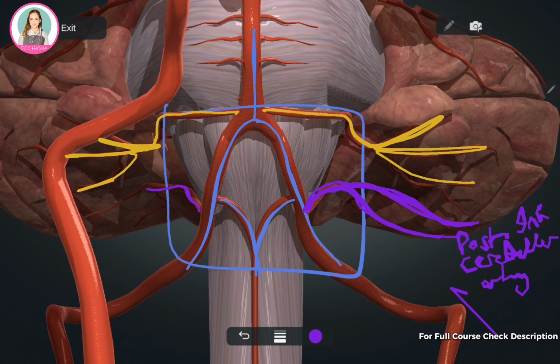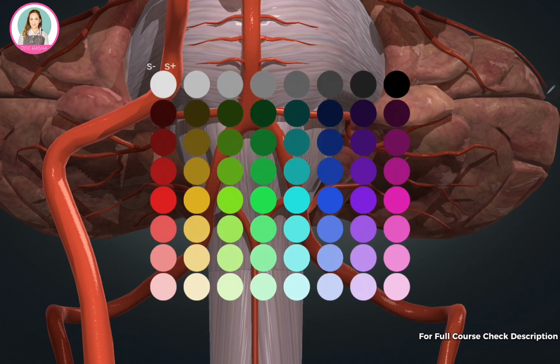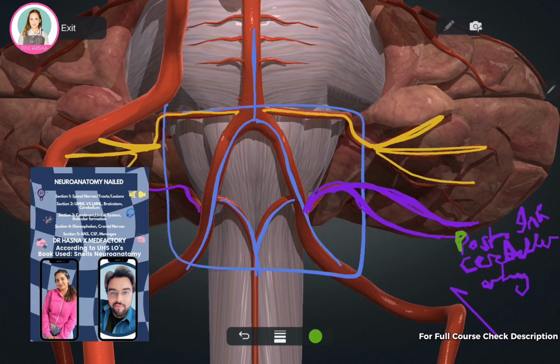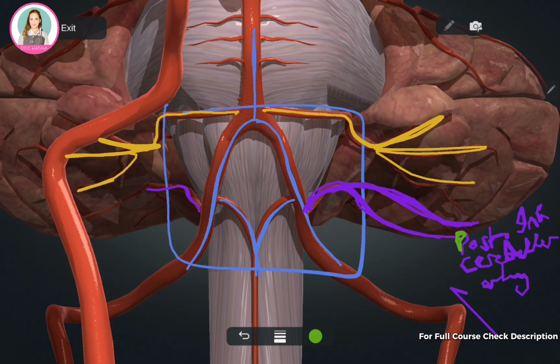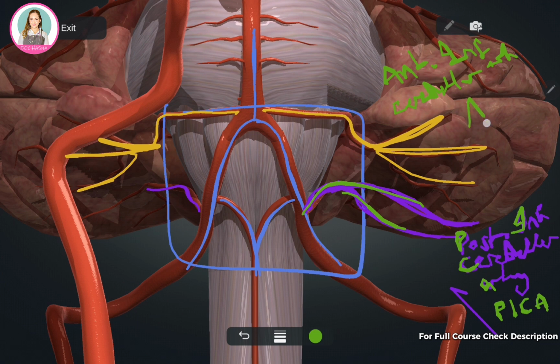So what would be the name of these? Let me just write them down. Take green. So what's the acronym of posterior inferior cerebellar artery? It's PICA, right? So posterior inferior cerebellar artery. So PICA is also branching out from a vertebral artery, right? And the other inferior cerebellar artery was called the anterior one. So it would be the anterior inferior cerebellar artery. And what do you think is the acronym of this? It's AICA, right?